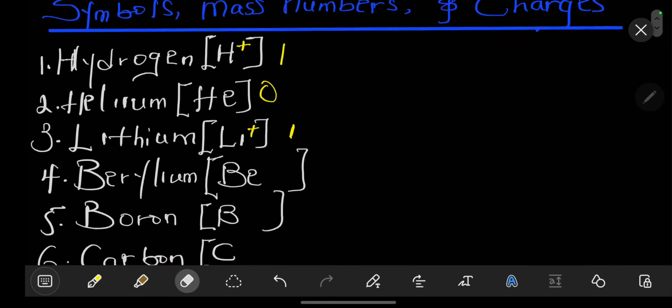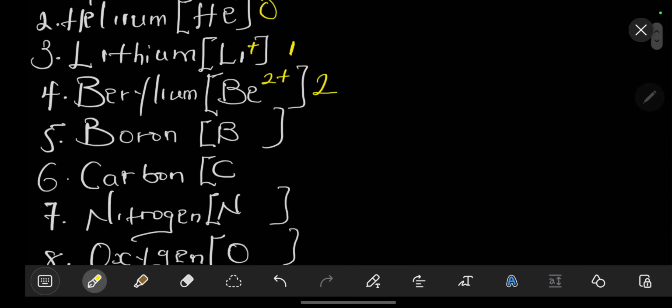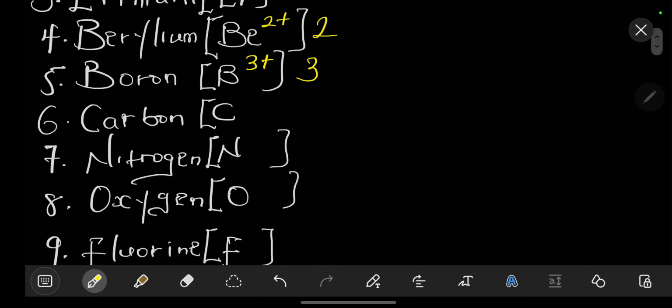Alright. Beryllium belongs to what group? Beryllium belongs to group 2 on the periodic table, so it will possess a plus 2 charge. You see that now? Then boron belongs to group 3. It will possess a 3 plus charge. See that now? Then carbon belongs to group 4.